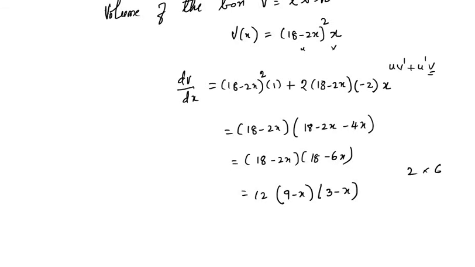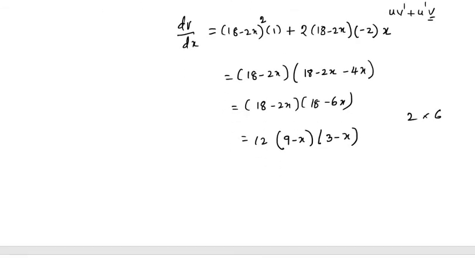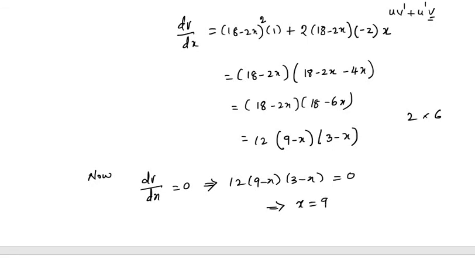Therefore, this is dV by dx. Now we have to solve dV by dx equal to 0. This implies 12 into 9 minus x into 3 minus x is equal to 0. This implies 12 will not be 0, so 9 minus x is 0 or 3 minus x is 0. Therefore, we will be getting x is equal to 9 or x is equal to 3.